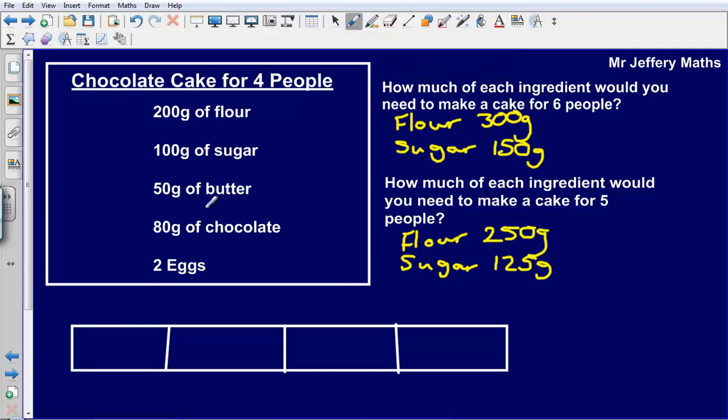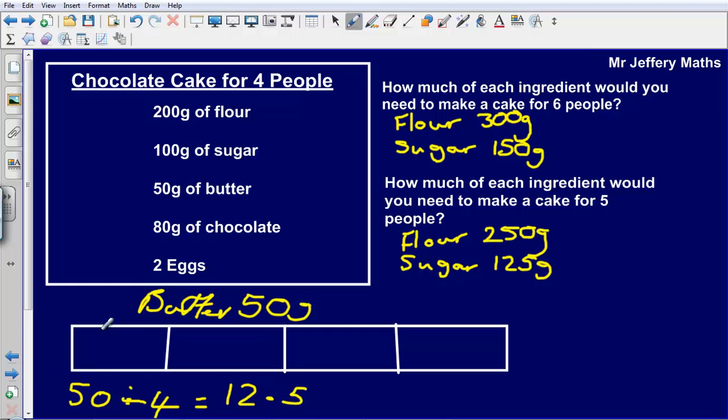Let's do it for the next one. So for the next one, 50 grams of butter. Now my bar is representing butter, which is 50 grams. And so 50 grams split into 4, so 50 divided by 4. And that's going to give me 12.5. So each of these are now worth 12.5.